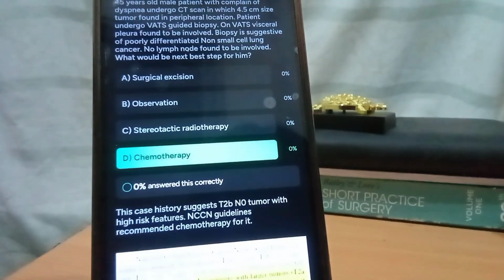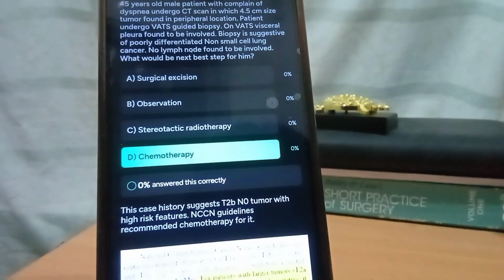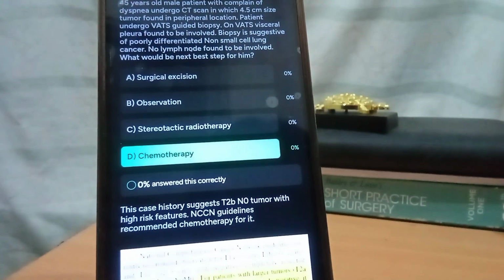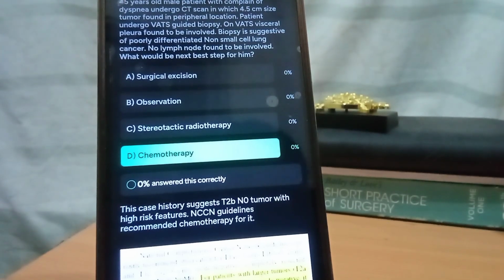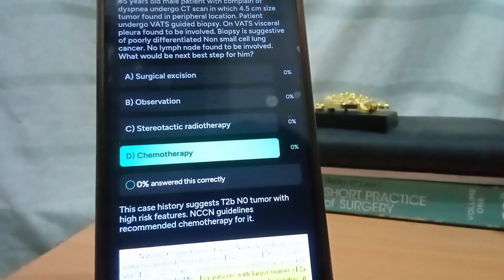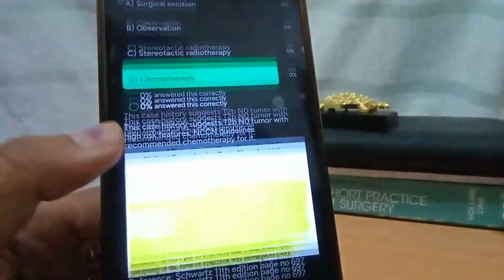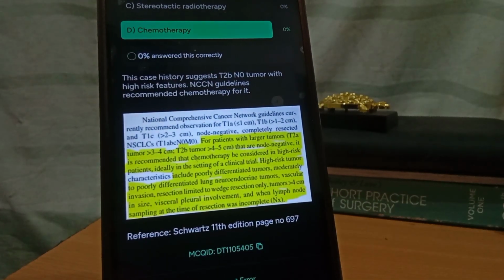A 45-year-old man complaining of dyspnea undergoes a CT scan in which a 4.5 cm tumor is found in a peripheral location. The patient undergoes VATS-guided biopsy. On VATS, the visceral pleura is found to be involved. Biopsy is suggestive of poorly differentiated non-small cell lung cancer. No lymph node is found to be involved. What would be the next best step for him? So this case suggests the patient has a T2B N0 tumor with high-risk features. NCCN guidelines recommend chemotherapy for it.